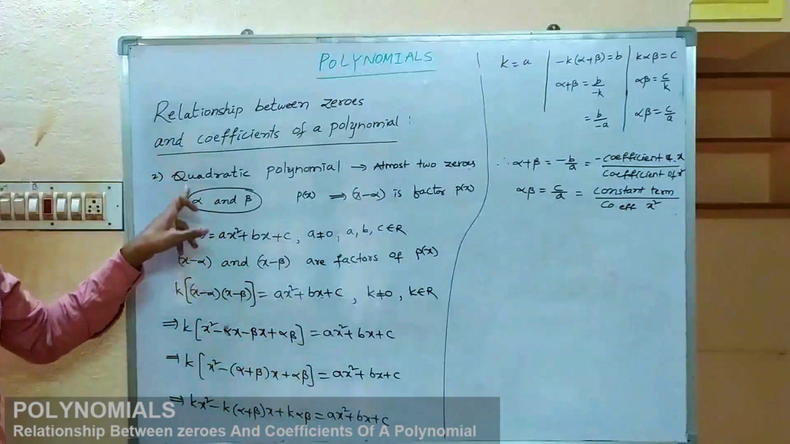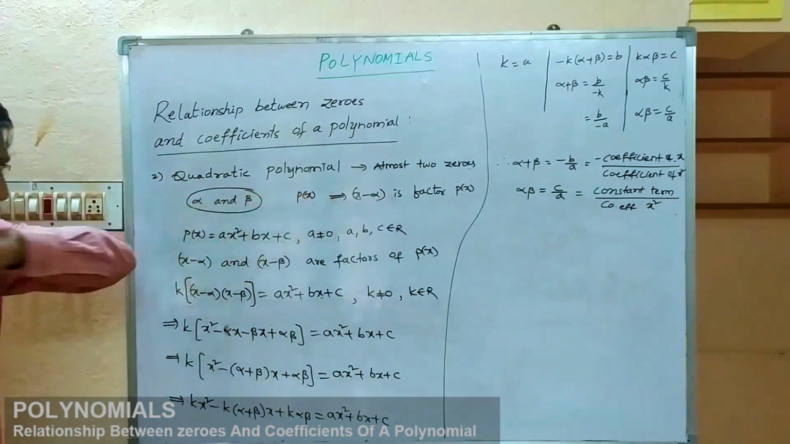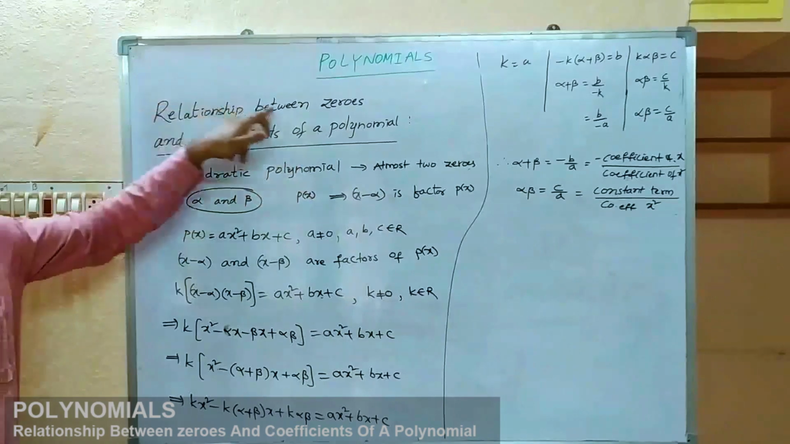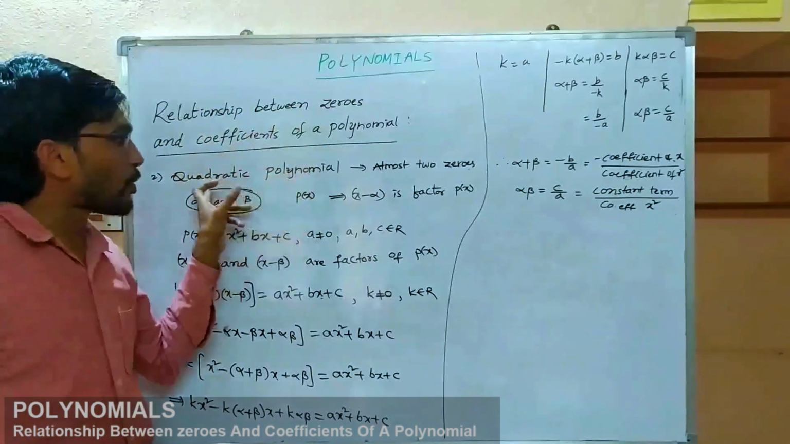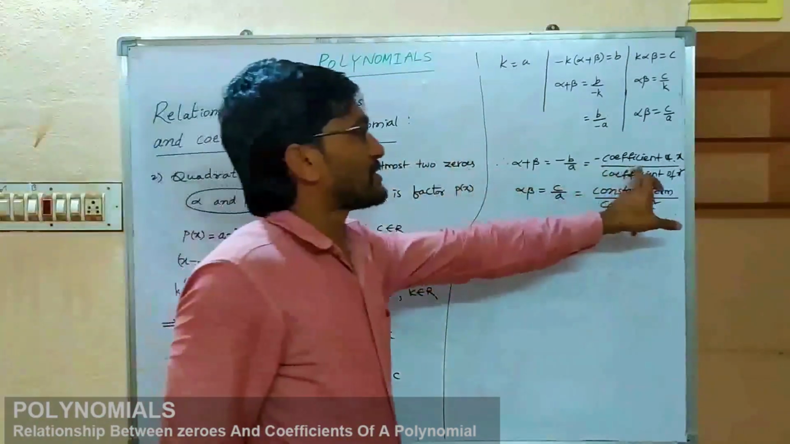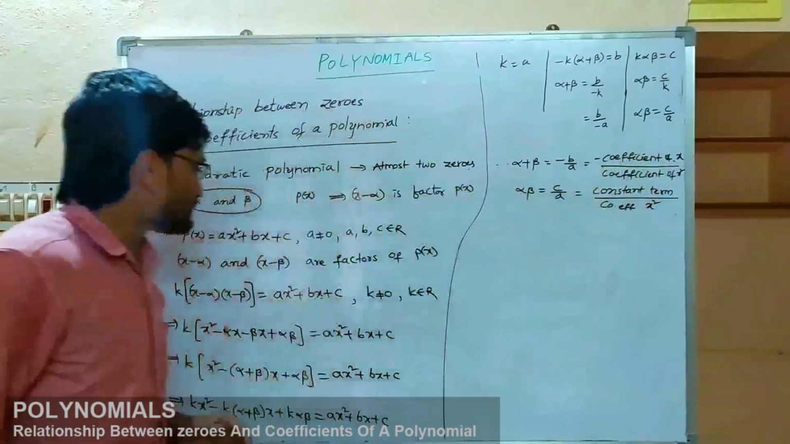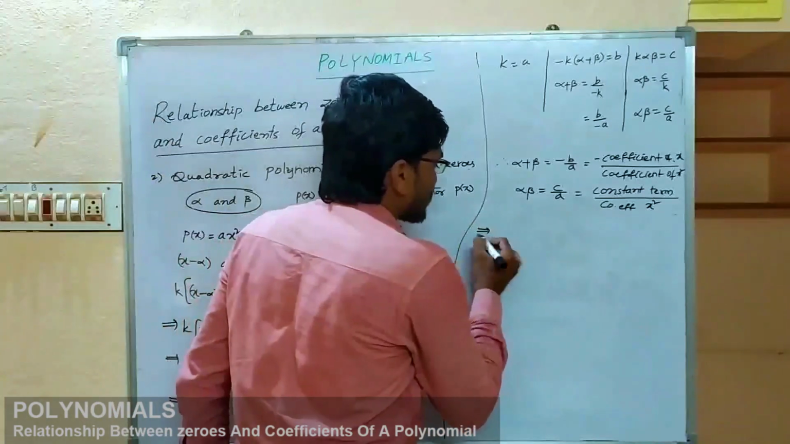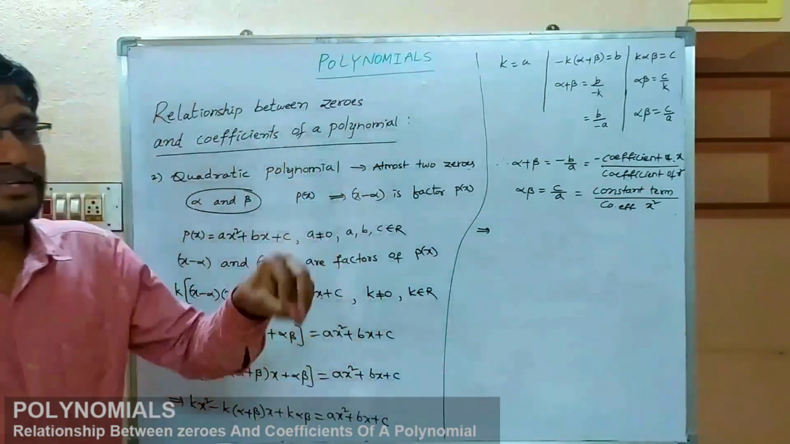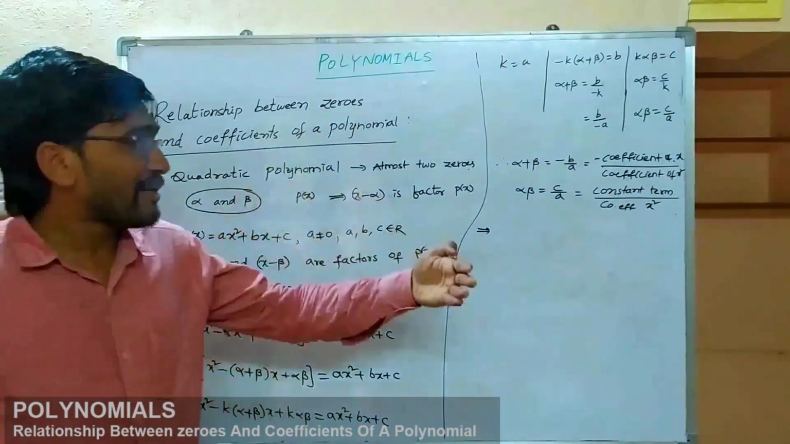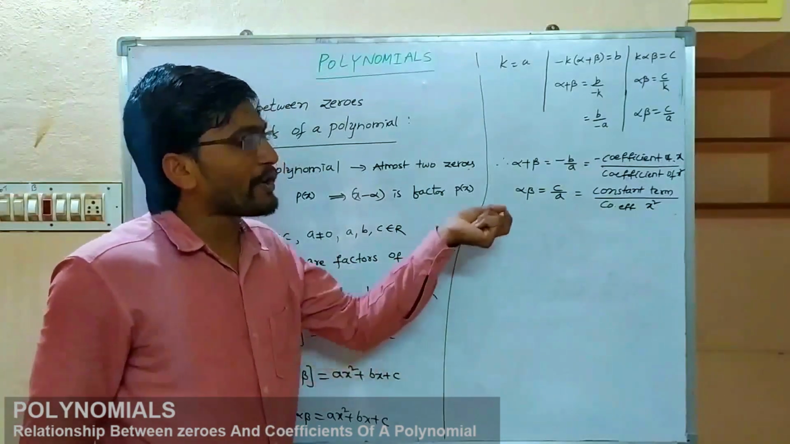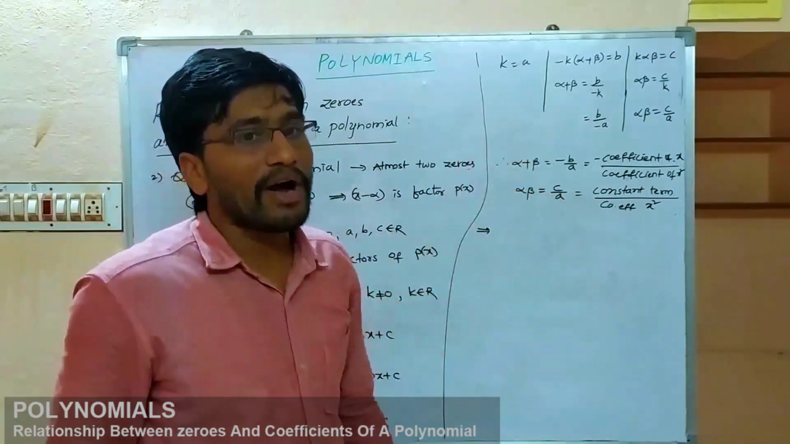Finally, if alpha and beta are the zeros of the polynomial, then the relationship between zeros and coefficients of a quadratic polynomial is this one. Okay. Next, one more important point is, they will ask a question like this: if alpha and beta are the zeros of the polynomial, then find the quadratic polynomial.